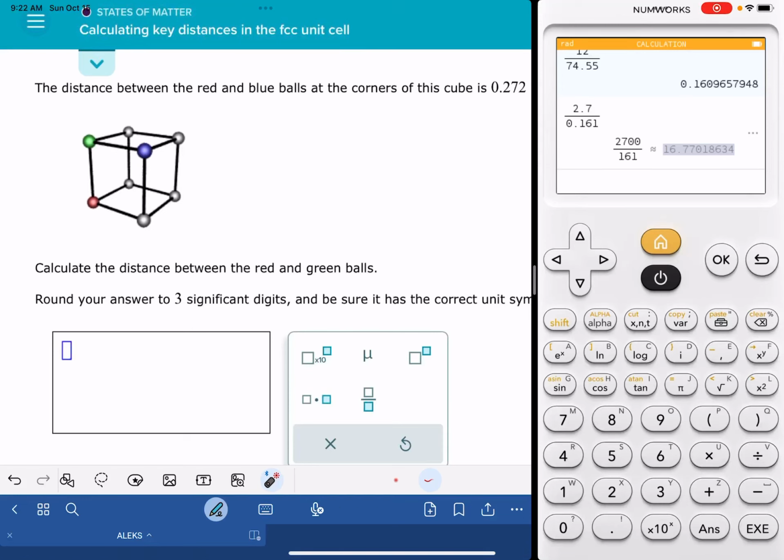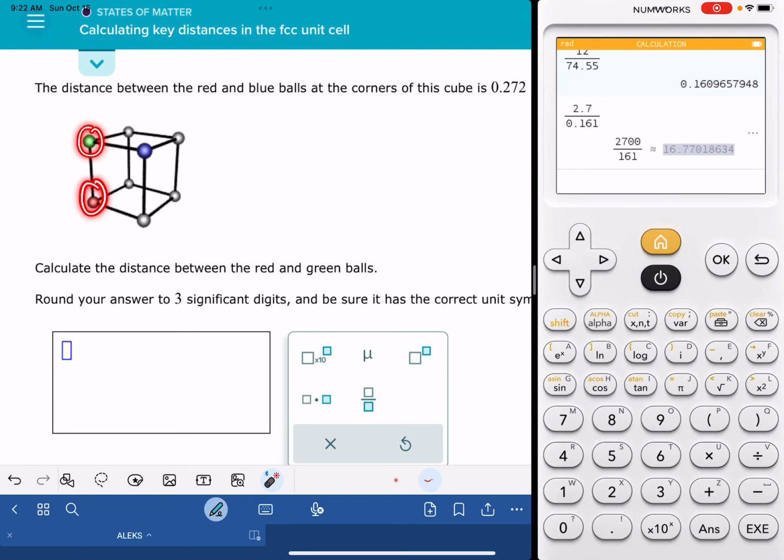In this video, I'll show you how to solve the ALEKS problem called calculating key distances in the FCC unit cell. Be careful, there is a very similar ALEKS problem where it's asking you to calculate key distances in the BCC unit cell. This particular video is just for the FCC unit cell problem.